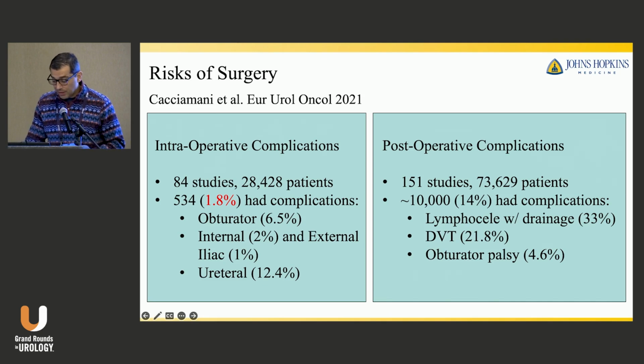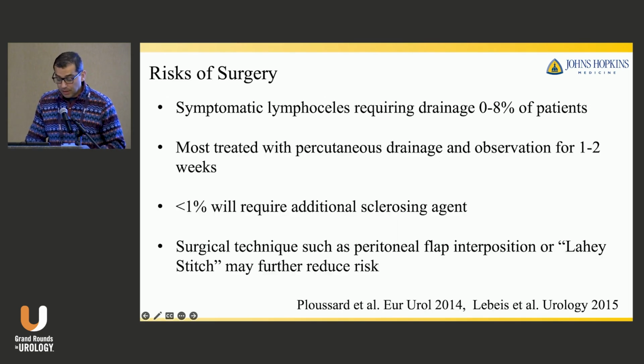Postoperative complications are going to be lymphocele, DVT, and obturator palsy, and it's not an insignificant rate of these, and it probably depends on the extent of lymphadenectomy and the technique performed. So there are things that one should consider. Symptomatic lymphoceles require drainage. A lot of people probably get lymphoceles. We know that they're subclinical in most patients, and most are treated with percutaneous drainage. Very few will require additional interventions.